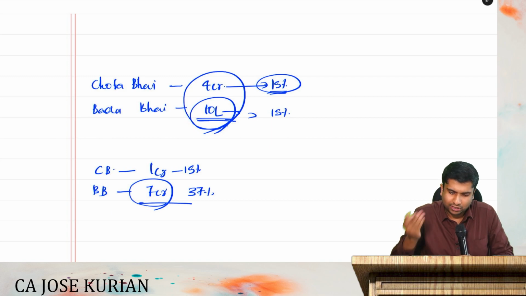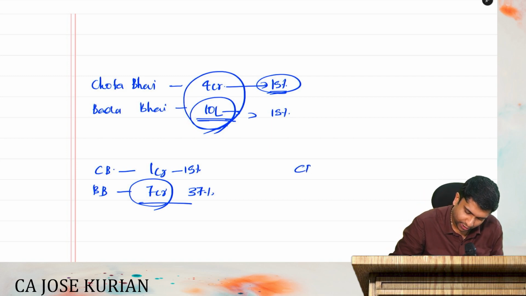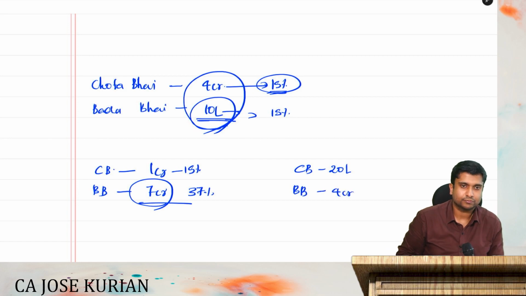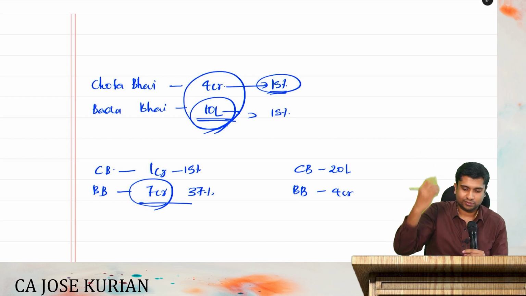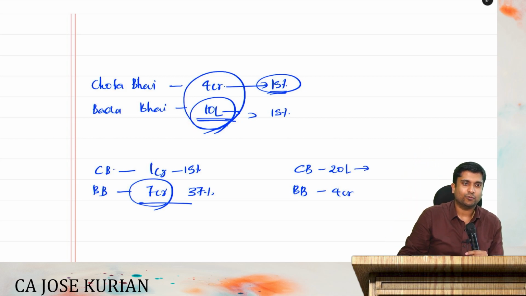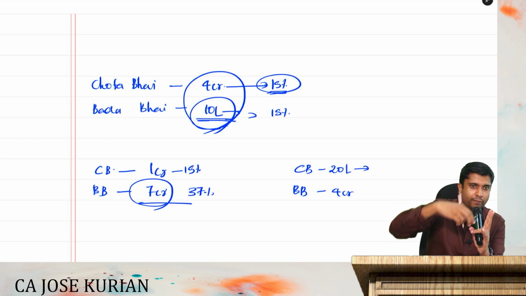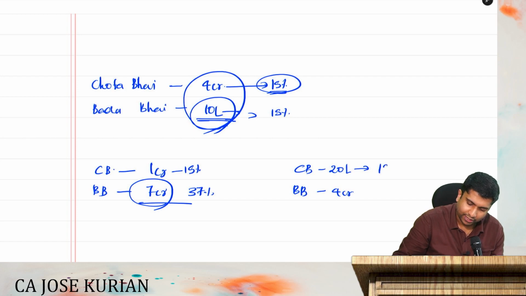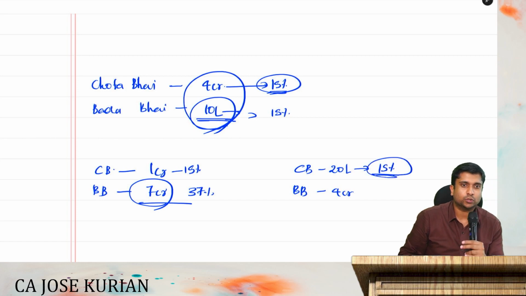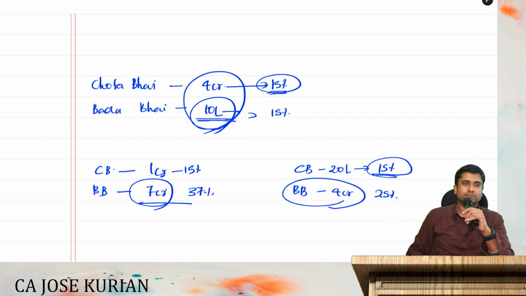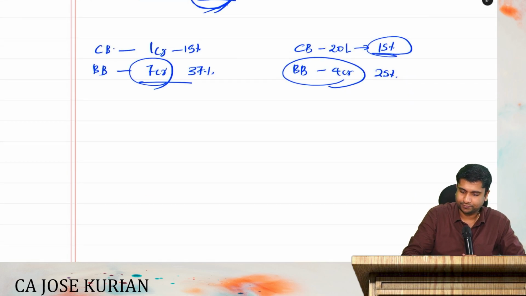Are you with me? Another scenario. Say Chota Bhai only 20 lakhs. Bada Bhai 4 crore. Altogether they have crossed 1 crore. And who will run away? Once they crossed, altogether they have crossed 2 crore. That is the minimum limit, right? So he will run away with 15%. Yes or no? And Bada Bhai alone is more than 2 crore and hence there will be 25%. Are you with me?